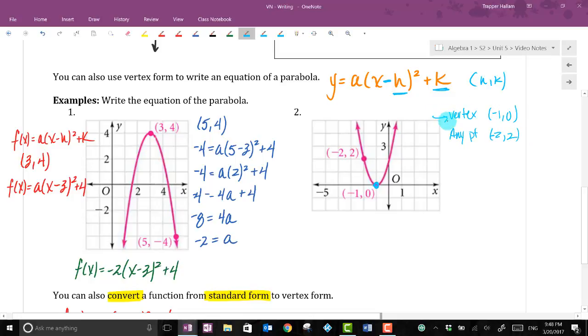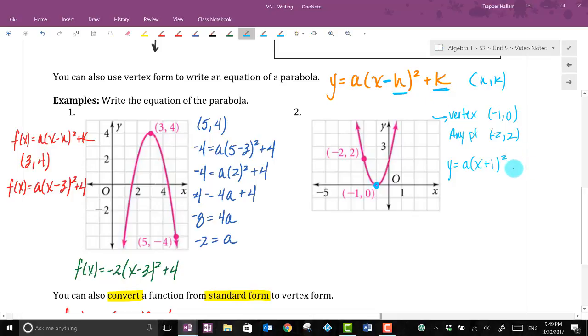So let's plug in our vertex into our vertex form. So let's start by doing that. y equals, or f of x, doesn't matter, a times x. And then I'm going to put in my h value, which is my x-coordinate. It's supposed to be negative, so it's opposite looking when it goes in. If it's a -1, it's going to look like a +1. Remember that. Squared plus my k value, which just happens to be 0.